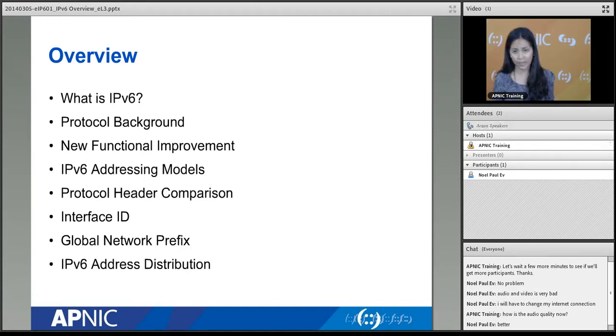We will also look at the differences between the headers of both IPv4 and IPv6 to understand the changes and the functional improvements as well, because when you look at the headers, you will understand the different functions by looking at the different header fields. We'll look at interface ID, which is something new perhaps with IPv6, and also the different types of prefixes that are available on the global IPv6 internet. All right, so that's what we're planning to cover. Hopefully that is enough content for the 1 hour session that we have.